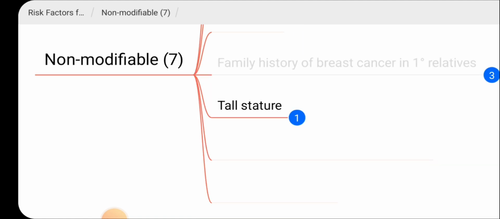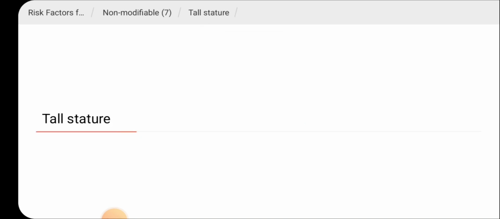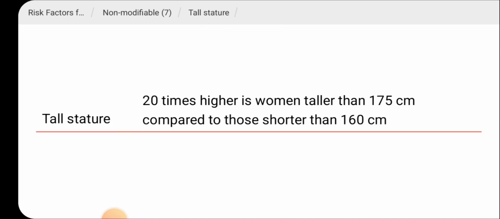And also tall stature. This is a research found fact that tall stature is a risk factor for breast cancer. And women taller than 175 centimeters have 20 times higher risk of breast cancer than those shorter than 160 centimeters.